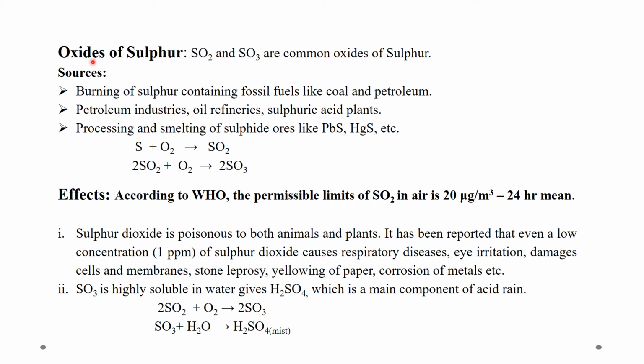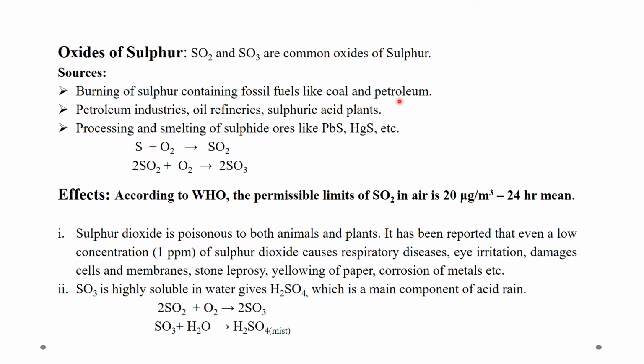Now let us see the oxides of sulfur. Sulfur dioxide and sulfur trioxide are the common oxides of sulfur. The release of sulfur dioxide and sulfur trioxide into the atmosphere will affect the natural quality of air. Then what are the sources? Burning of sulfur containing fossil fuels like coal and petrol.